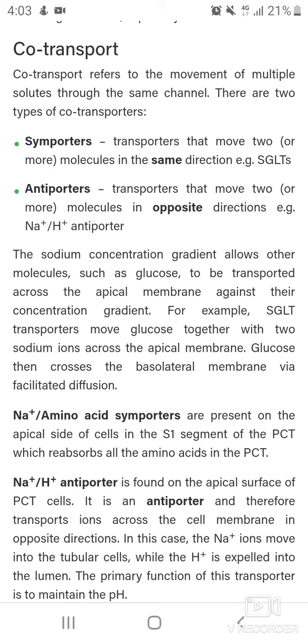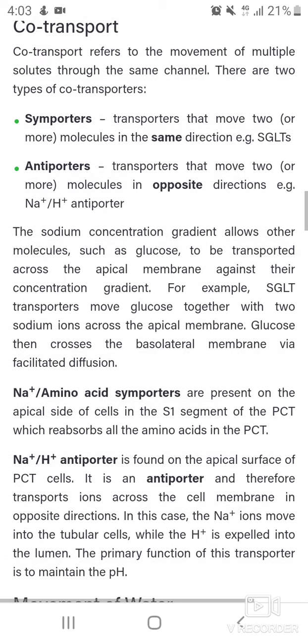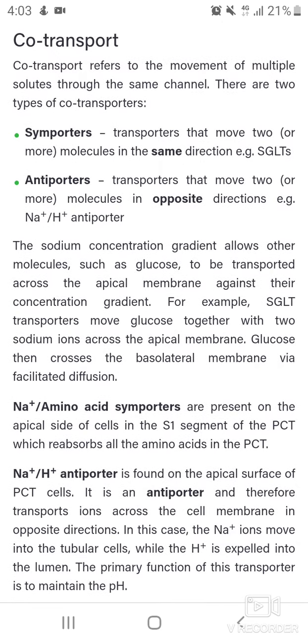Co-transport refers to the movement of multiple solutes through the same channel. There are two types of co-transporters: symporters and antiporters. Symporters move two or more molecules in the same direction, for example SGLTs, and antiporters transport two or more molecules in the opposite direction. Symporters in the same direction and antiporters in the opposite direction.